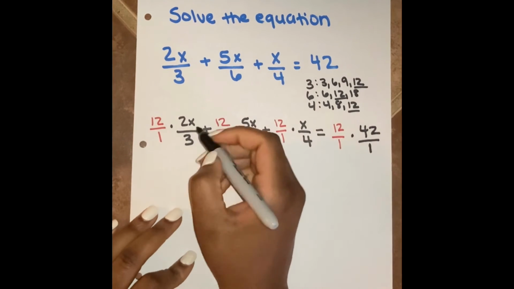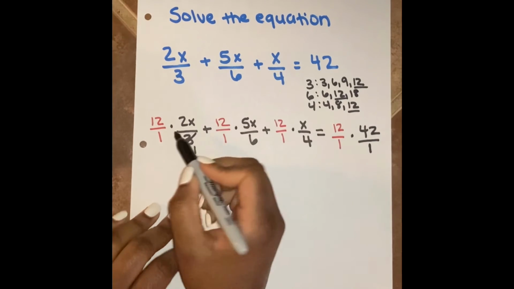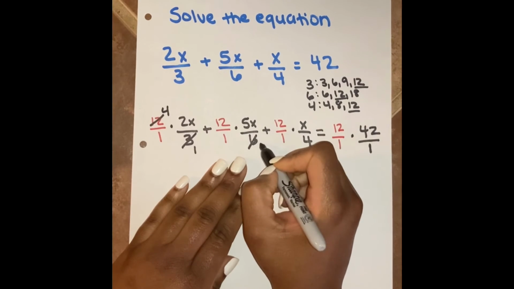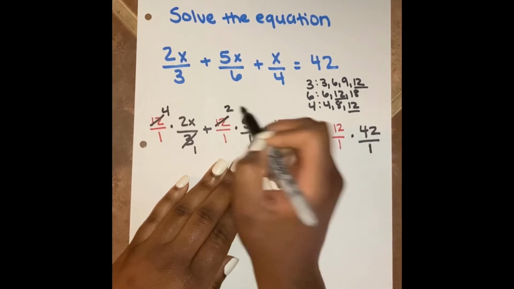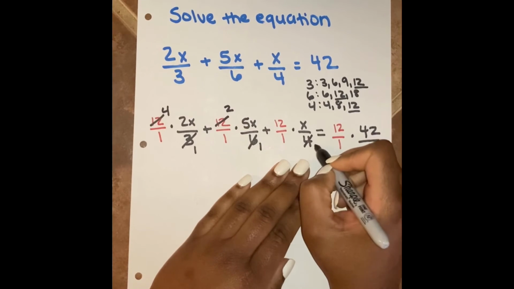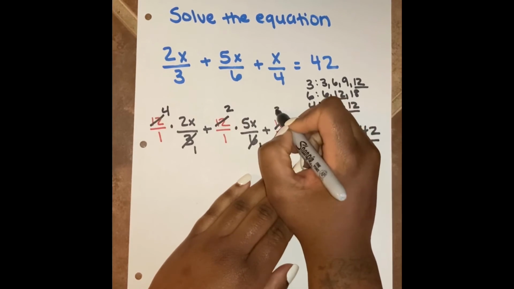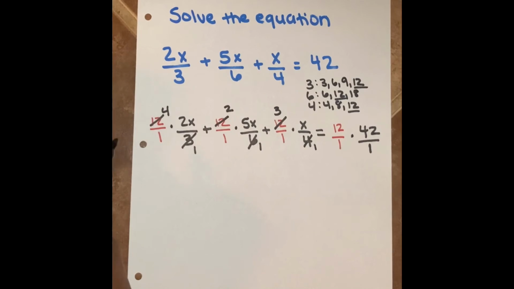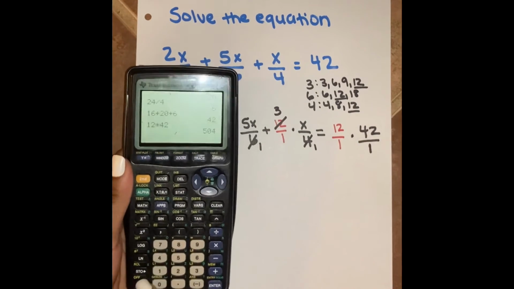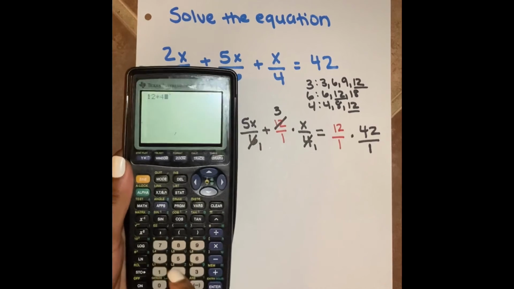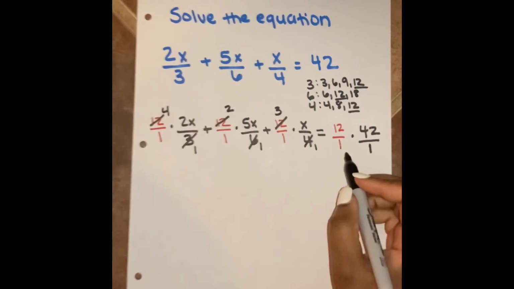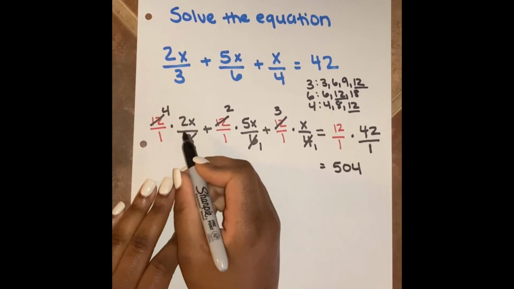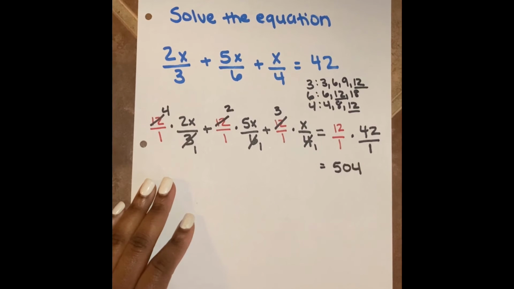I see here that 3 goes into 3 one time. 3 goes into 12 4 times. 6 goes into 6 one time. 6 goes into 12 2 times. 4 goes into 4 one time. 4 goes into 12 3 times. And here we see that we have 12 times 42, which is equal to 504. So here in our equation, we see that we have some things left over.